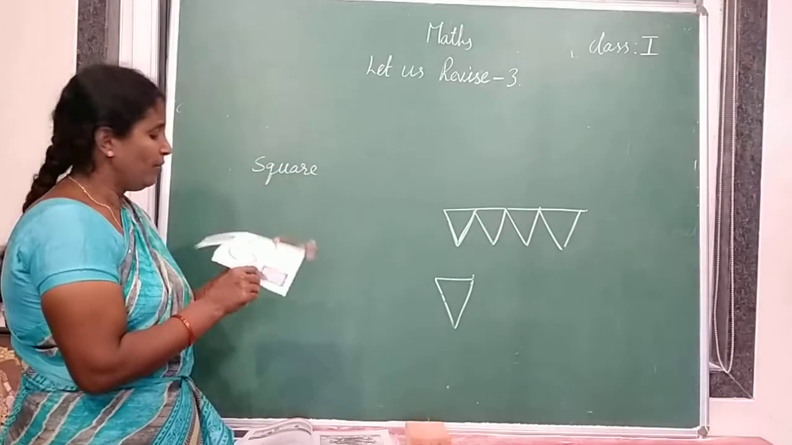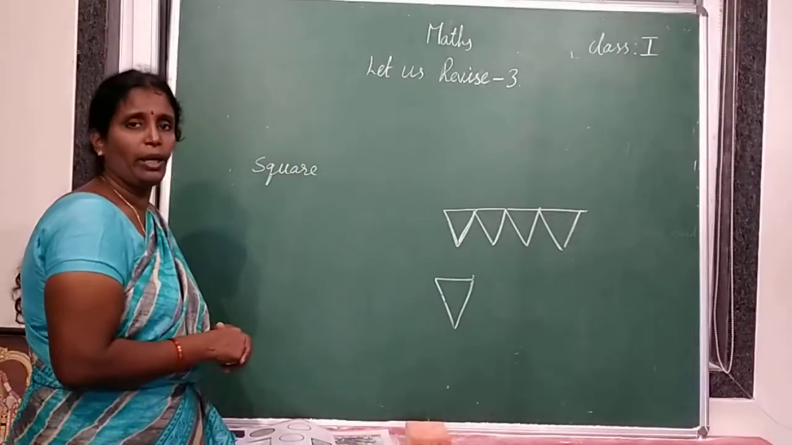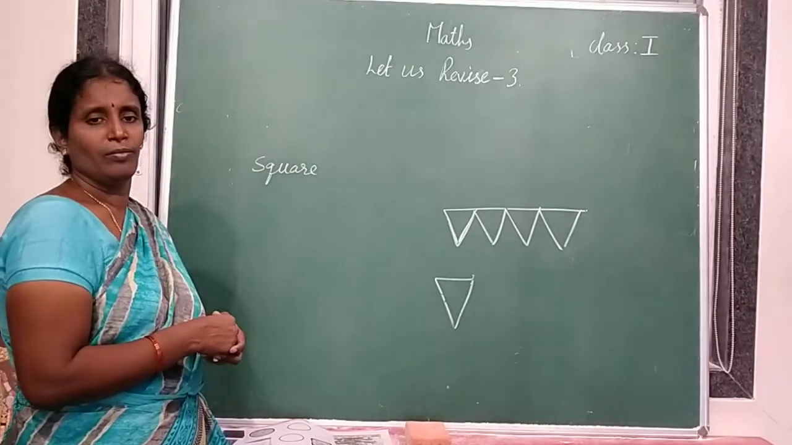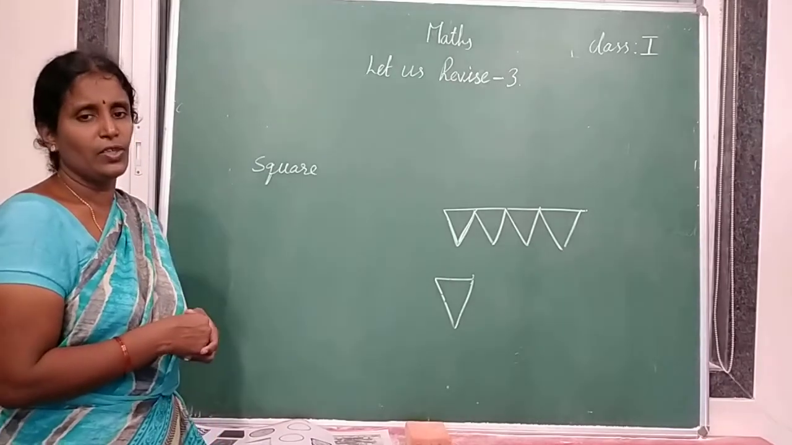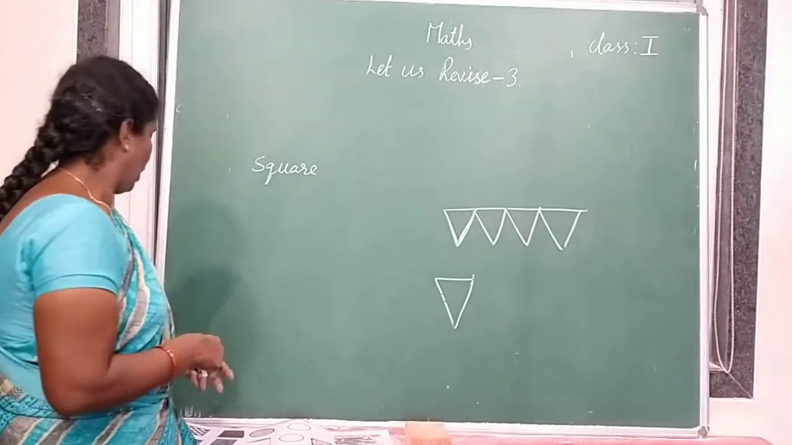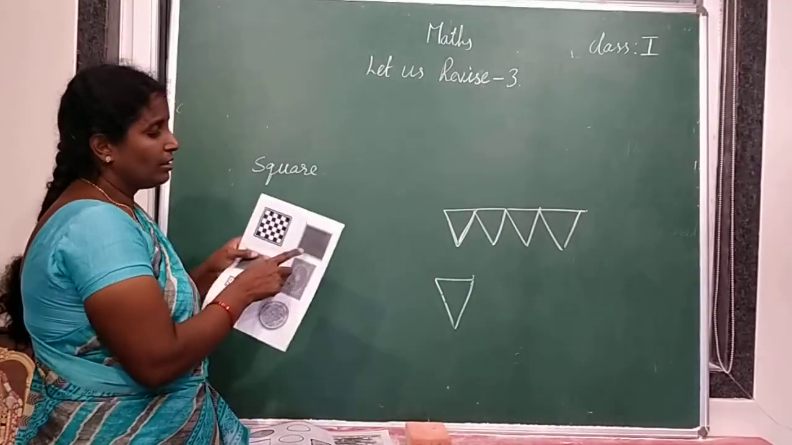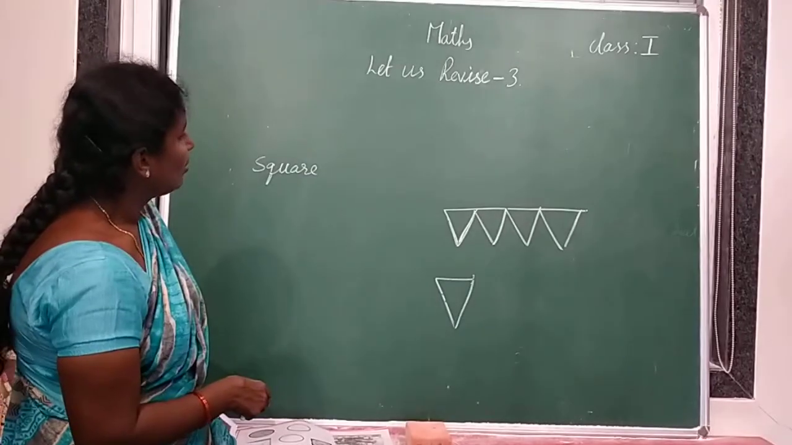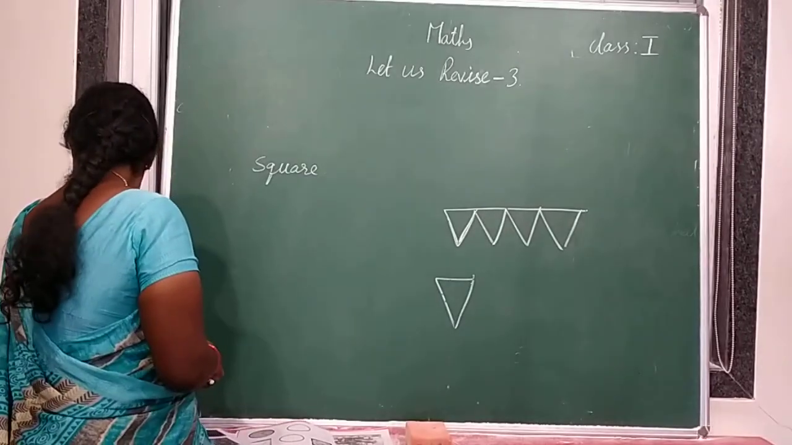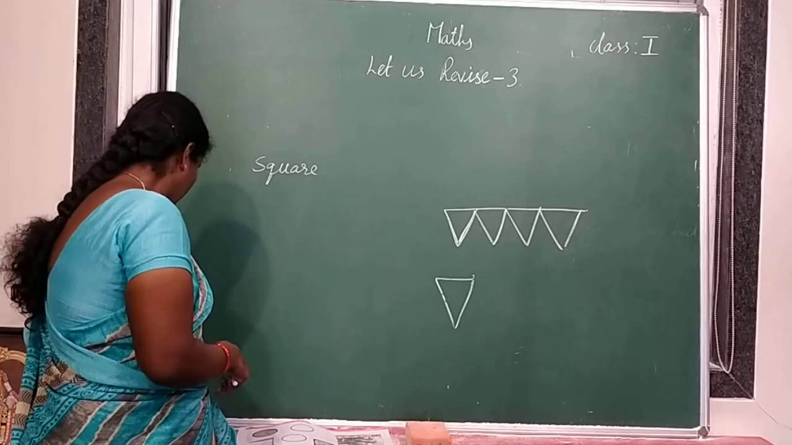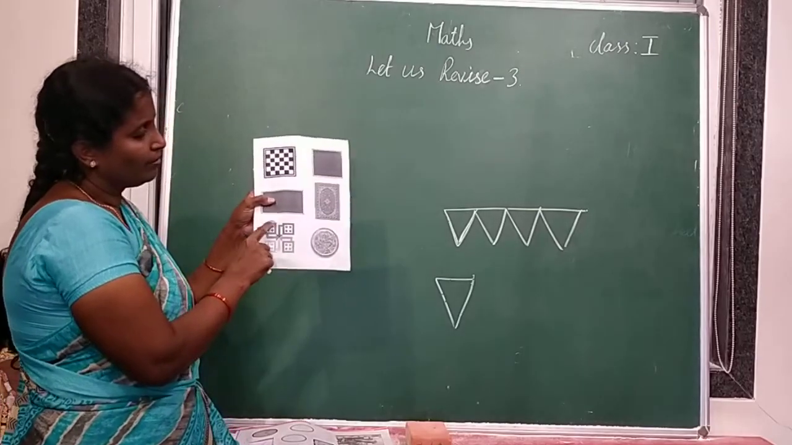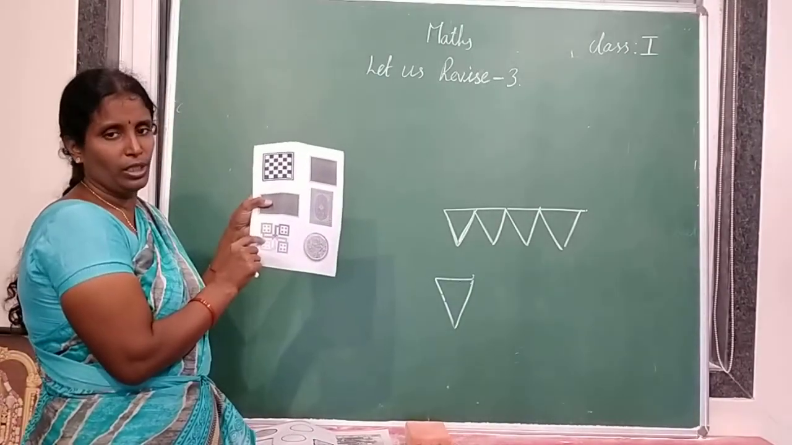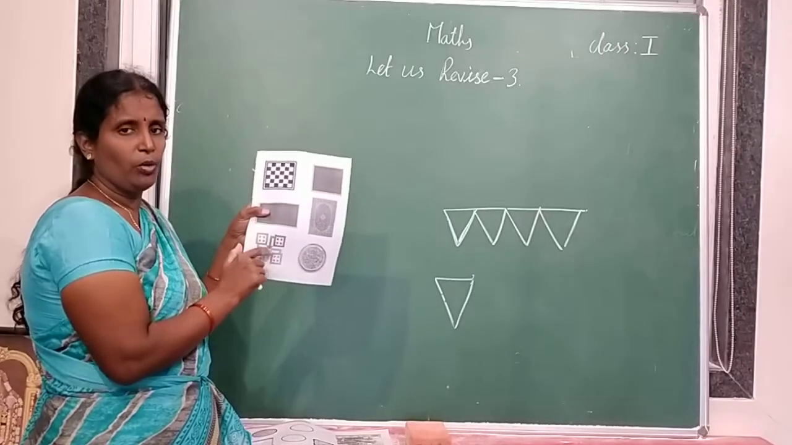Carrom board. Give any one example of square shape. Which objects are in square shape? Okay, see here. This is also in square shape. Next. What is this? This is a Ludo game. So this is also in square shape only. Understood? Square shape only.